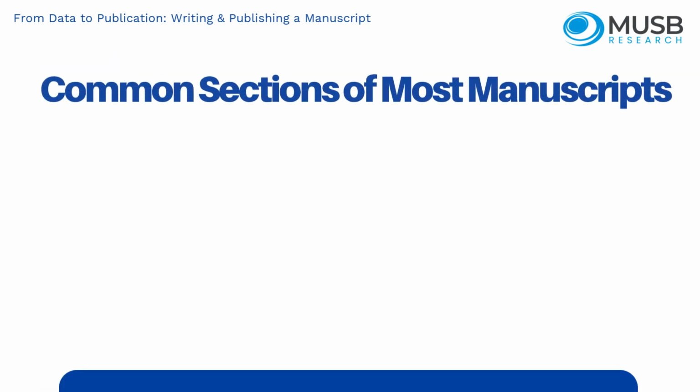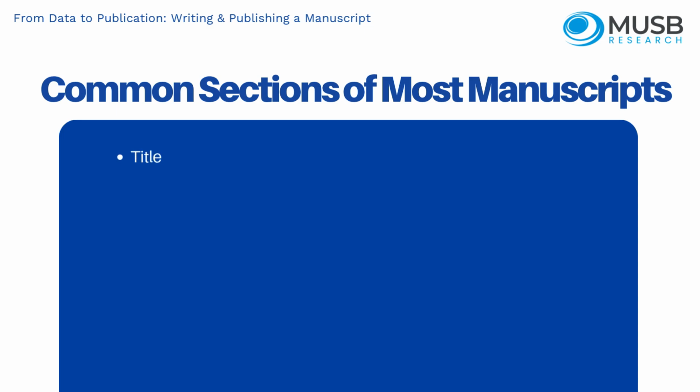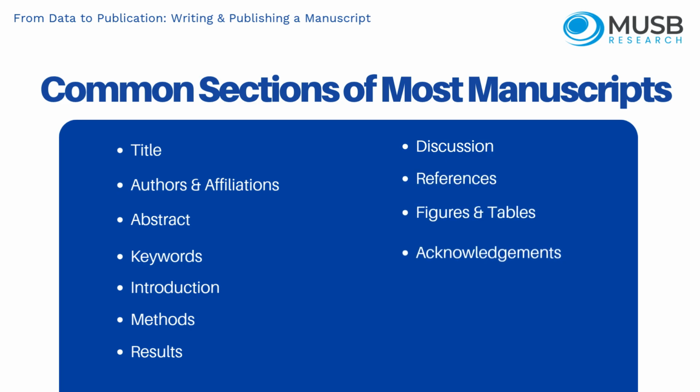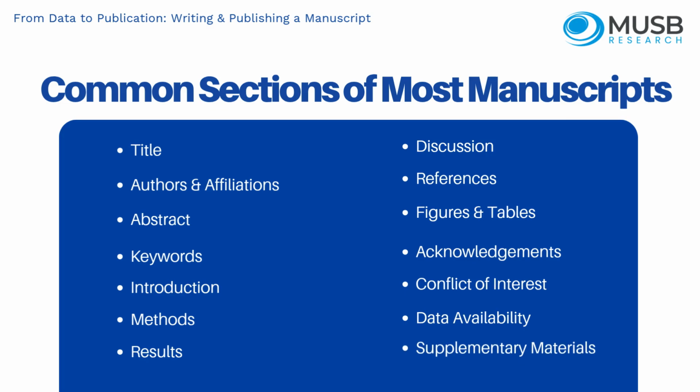Most manuscripts share common structural components. However, the depth and emphasis of each section vary depending on manuscript type. Research articles emphasize methods and results. Review articles emphasize literature synthesis. Meta-analyses emphasize methodology transparency. Understanding this structure is essential before drafting.